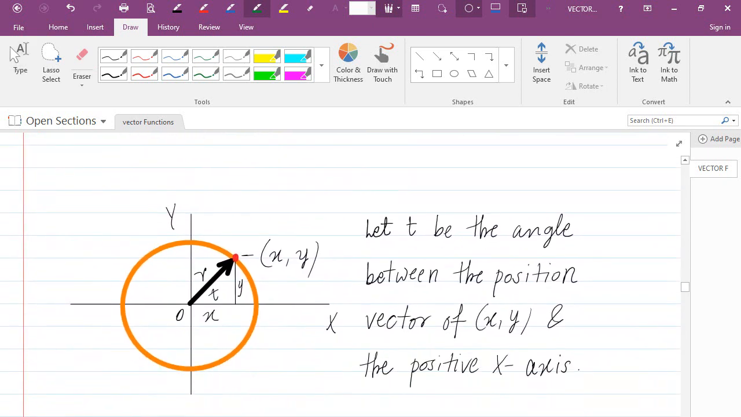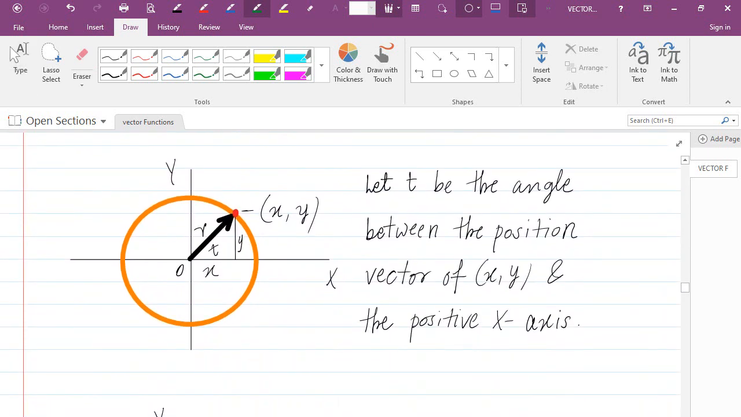So the point xy, let's look at the position vector of this point, that is, the vector from the origin to this point, and let t be the angle between the position vector of the point xy and the positive x-axis. And that's what we are going to take as the parameter, and we're going to express x and y as functions of this angle t.